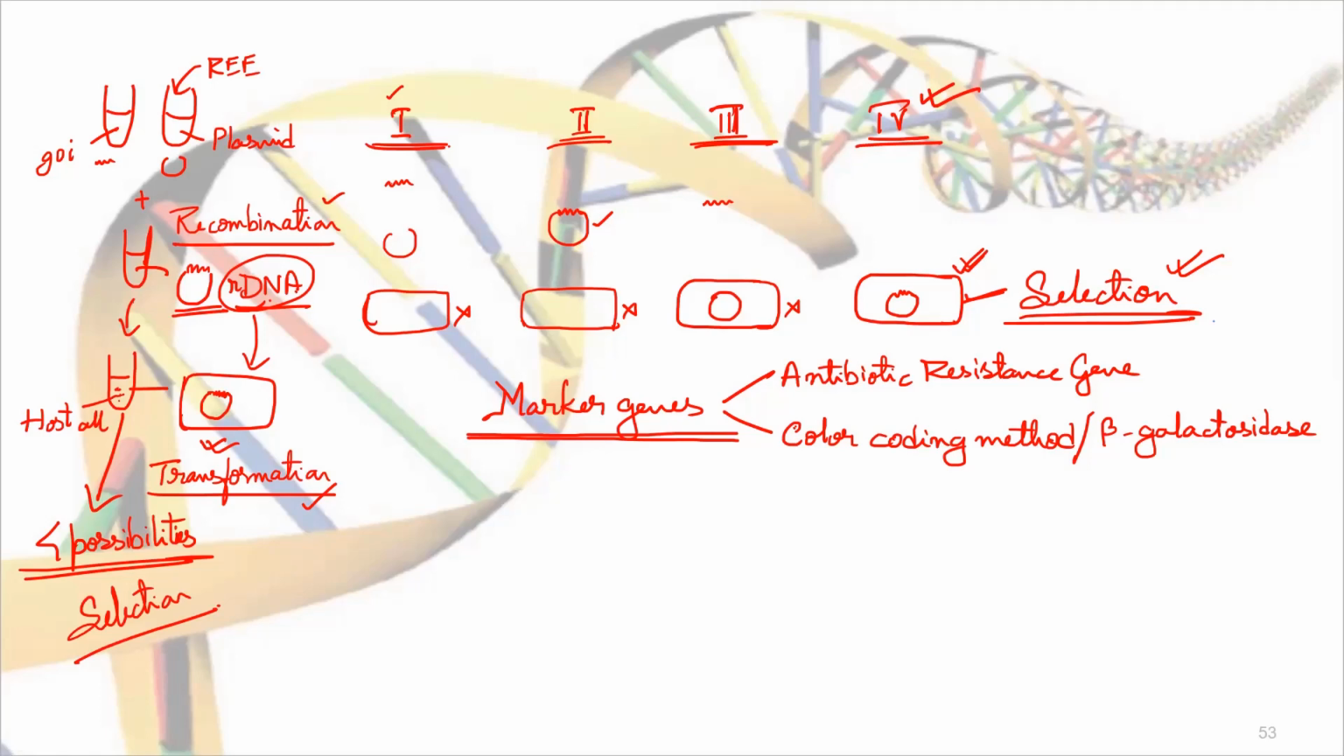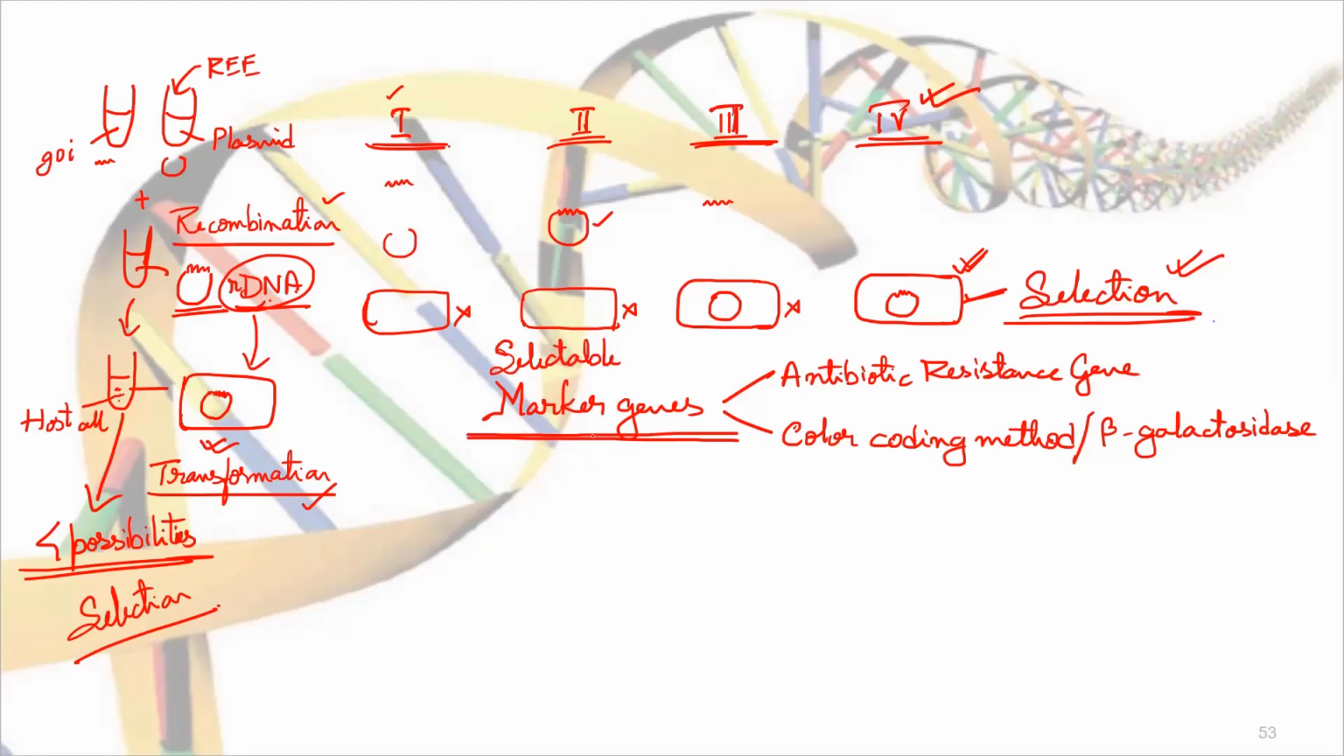Now for that process, how do you do the selection? How do you select out what has entered or what has not entered, or which one has successfully transformed and successfully recombined, etc.? For that, we look for the presence of some special type of genes in the plasmid vector. And these genes are called marker genes. Since they help in the selection, we also sometimes call it a selectable marker gene.